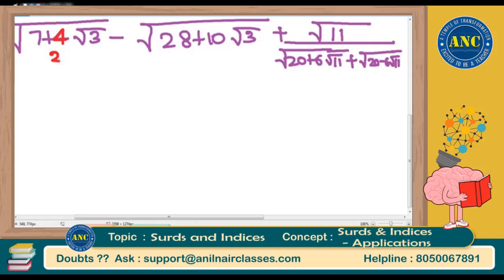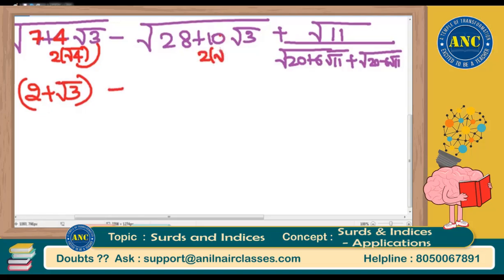4 is 2 into 2. That another 2 is root 4. 4 plus 3 is 7. Directly my answer is root 4 plus root 3, which is 2 plus root 3. First term is over. Second term, minus 28: 10 is 2 into 5. 25 is root 25. 25 plus 3 is 28. Directly my second value is root 25 plus root 3, which is 5 plus root 3.